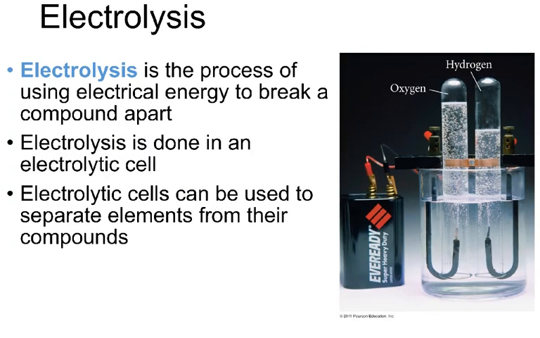Electrolysis is using electrical energy to break a compound apart. So we can do that in an electrolytic cell. And one thing it's especially useful for is separating elements from their compounds. So for example, we can run a battery through water and separate the water into oxygen and hydrogen.